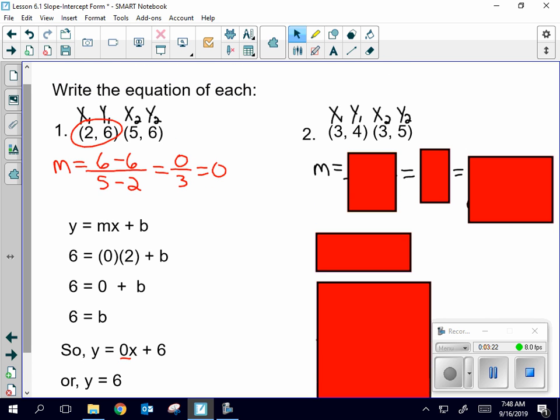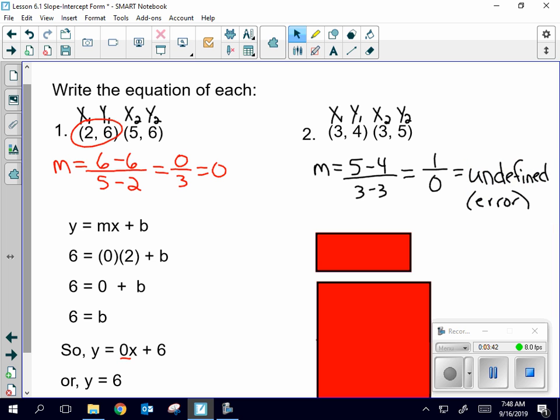Okay, so number 2, please write that down. To find the equation of this one, I need to find the slope, so I plug in my y2 minus y1 over x2 minus x1. This time the bottom becomes 0, and I can't do that. I can't divide by 0, so that's where we know it's undefined. The slope is undefined.